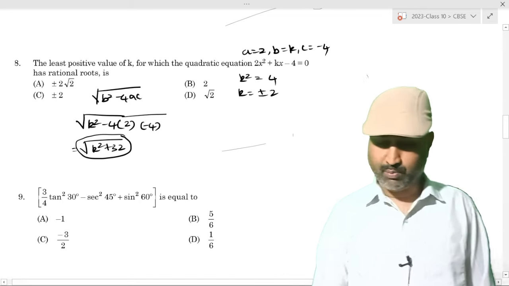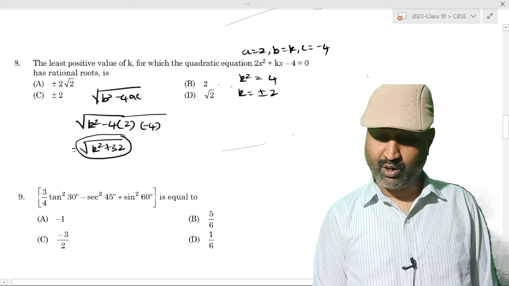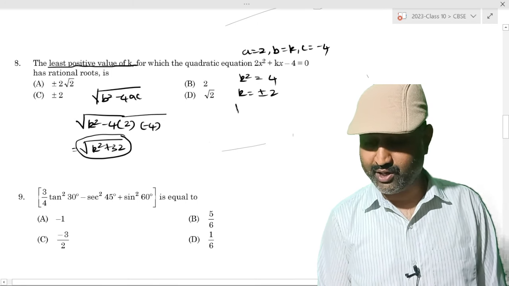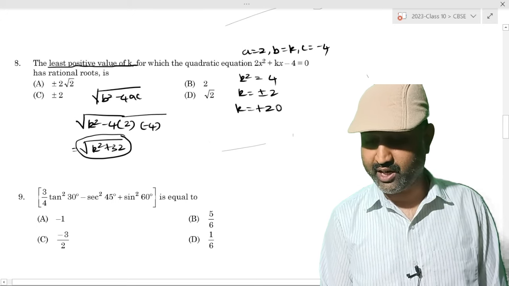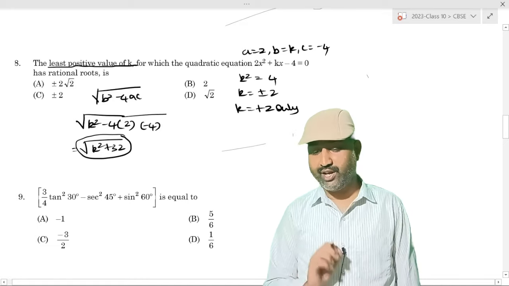But if I choose minus 2, why should I not choose plus or minus 2 here? Because they ask the least positive value of k. Therefore, the positive value is what here? K is equal to plus 2 only, right? Read the question properly. This is not a very simple question. This is a very tricky question.